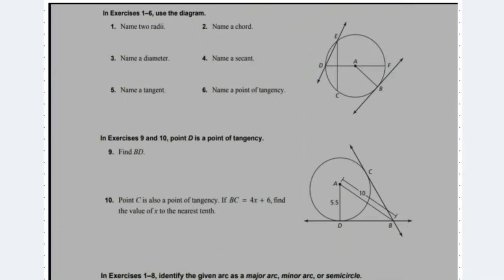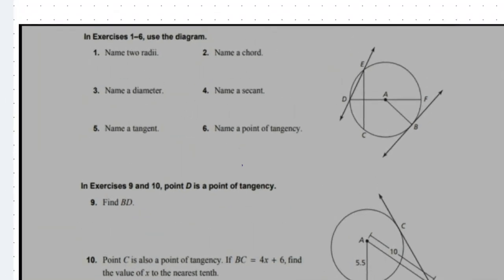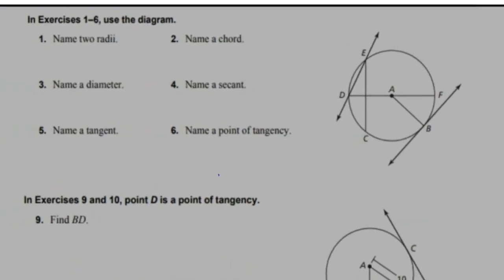The first page, exercises 1 to 4. Okay, I see it now. Use the diagram. Name two radii. So from the diagram, what are the radii? Two radii, so that is AB, AB and AF or AD.